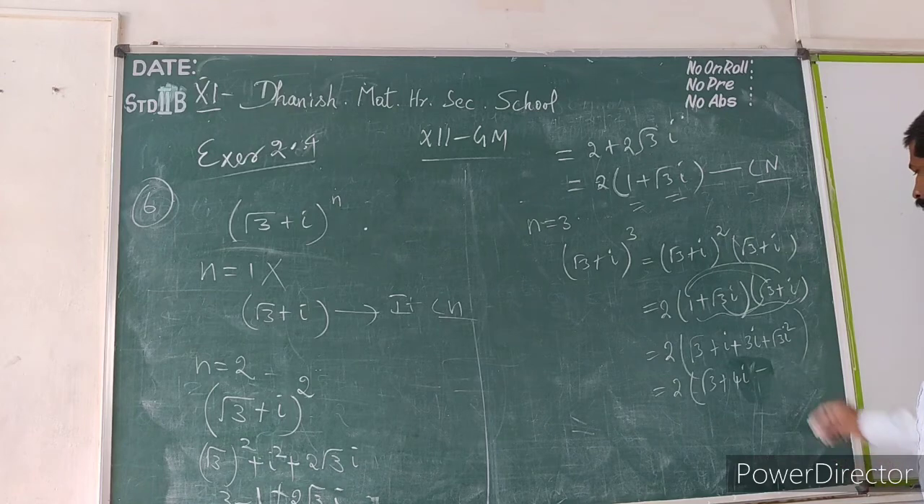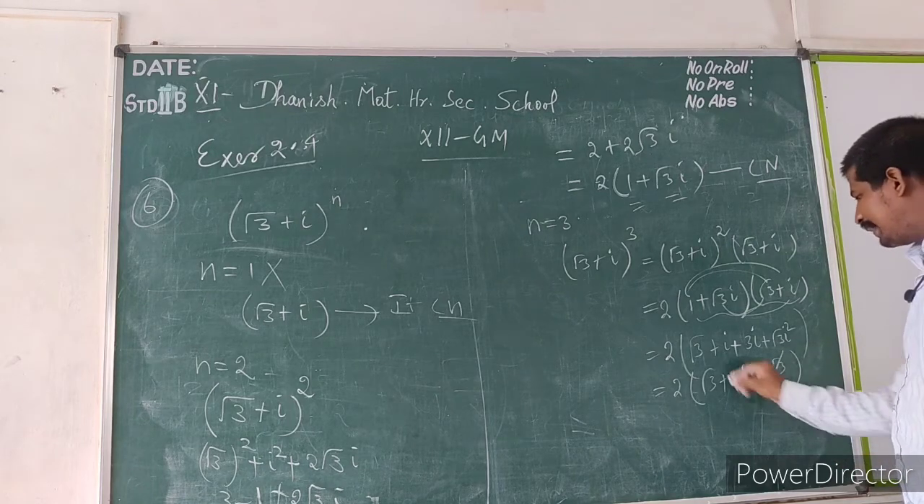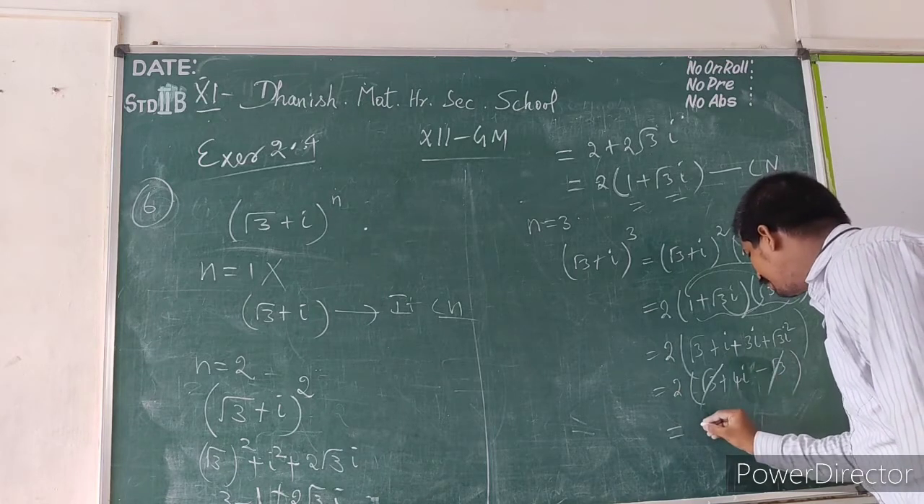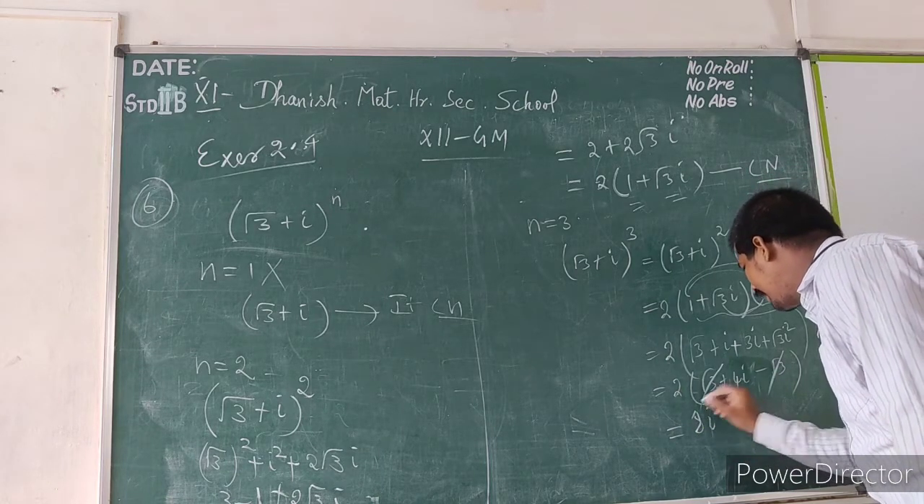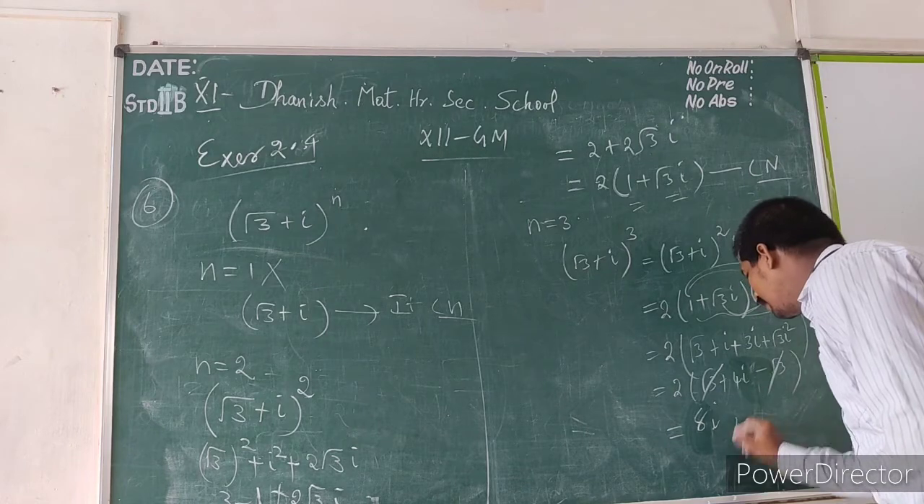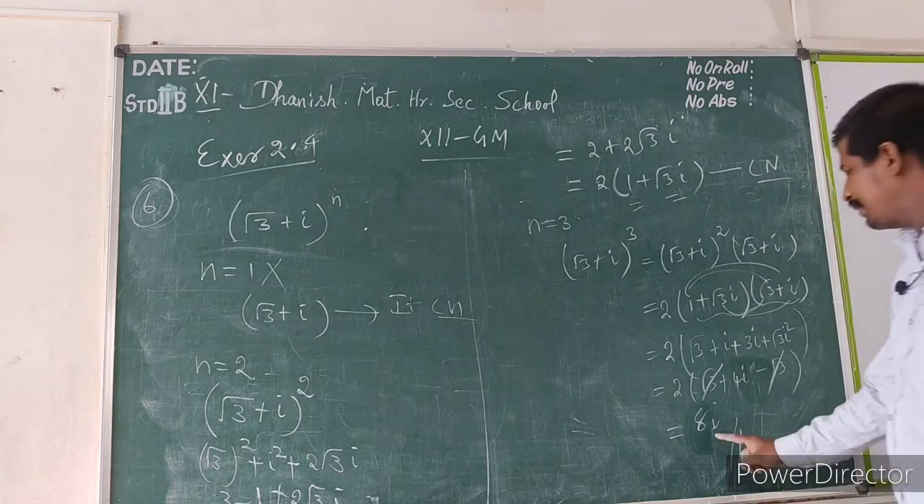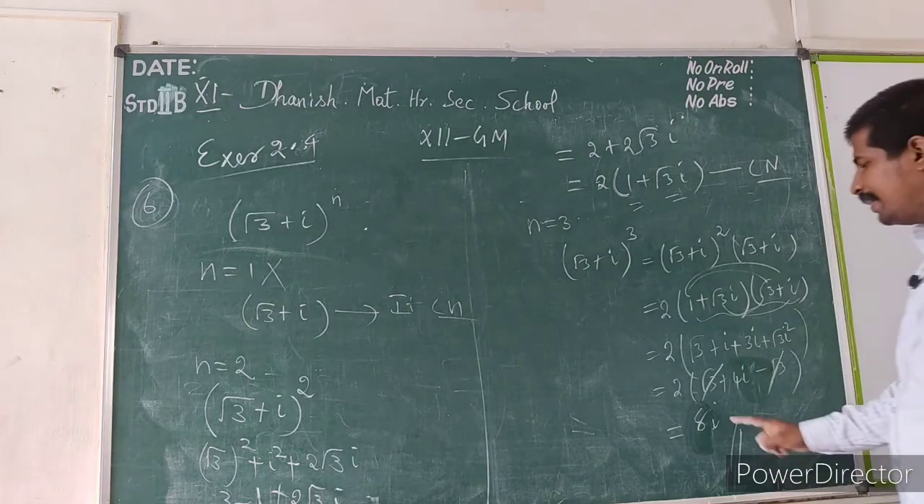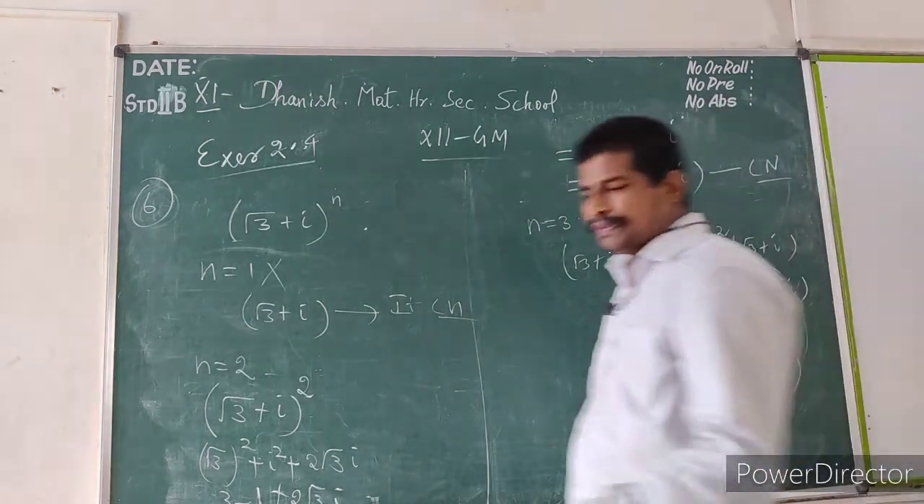root 3 into minus 1, minus root 3. Plus root 3 minus root 3 will get cancelled. So remaining 2 into 4, 8i. Here we got only the imaginary part. So when n equals 3, the given term is purely imaginary.